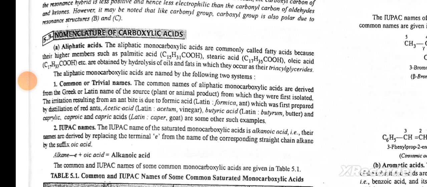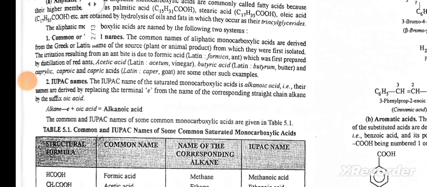Nomenclature of carboxylic acids. Aliphatic acids. The aliphatic monocarboxylic acids are commonly called fatty acids because their higher members such as palmitic acid, stearic acid, and oleic acid are obtained by hydrolysis of oils and fats in which they occur as triacylglycerides. The aliphatic monocarboxylic acids are named by the following two systems: common or trivial names.